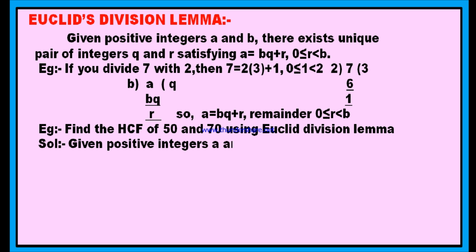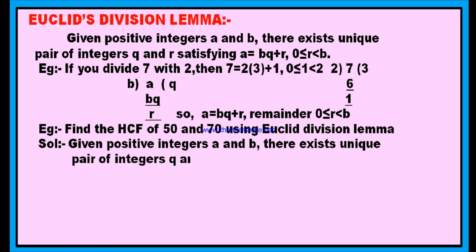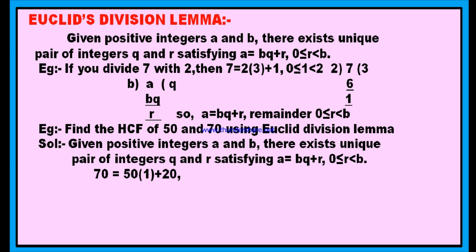Here is the solution. Let us first write the statement of the division lemma. Given positive integers a and b, there is a unique pair of integers q and r satisfying a is equal to bq plus r, where 0 is less than or equal to r is less than b. Now, out of the two given numbers 50 and 70, the bigger number is 70. Now we have to divide 70 by 50.